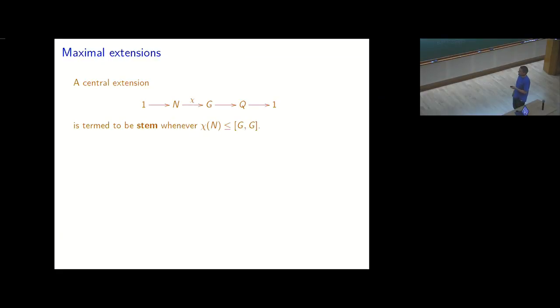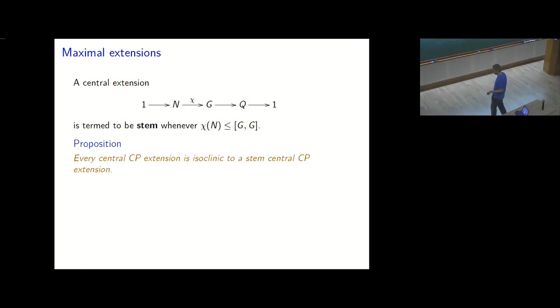So first, I'll just recall that if you have a central extension, this is called a stem extension whenever the kernel is a subgroup of the derived subgroup of G. Okay, and everything is really easy to prove. It's totally elementary. So every central CP extension is isoclinic to a stem CP extension. So now you just need to find stem CP extensions.